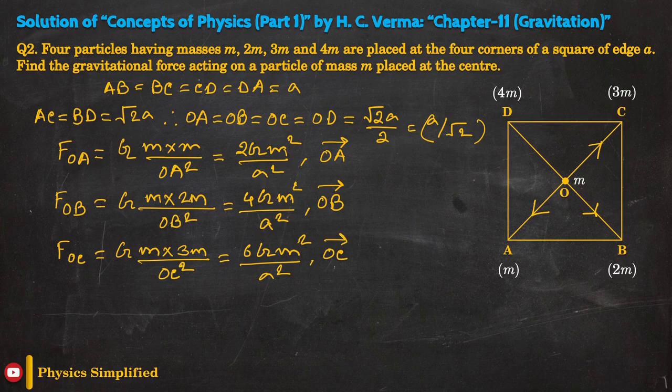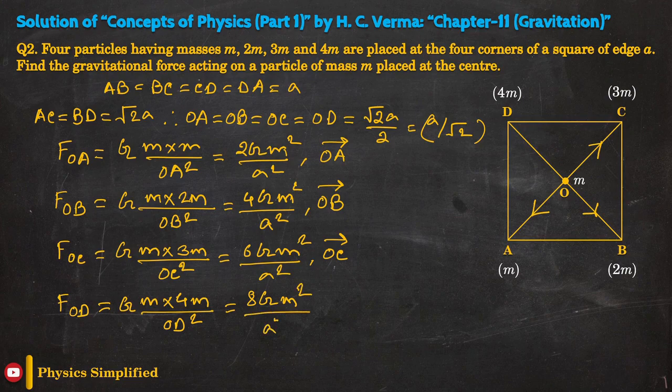Now the fourth corner, that is corner D. So F_OD will be the force exerted by the mass 4m on the mass m at O. So it will be again G, the product of the two masses, divided by the distance squared. OD is again small a by root 2. So substituting the value, we get F_OD is equal to 8Gm square divided by a square, and the direction of this force is from O to D.